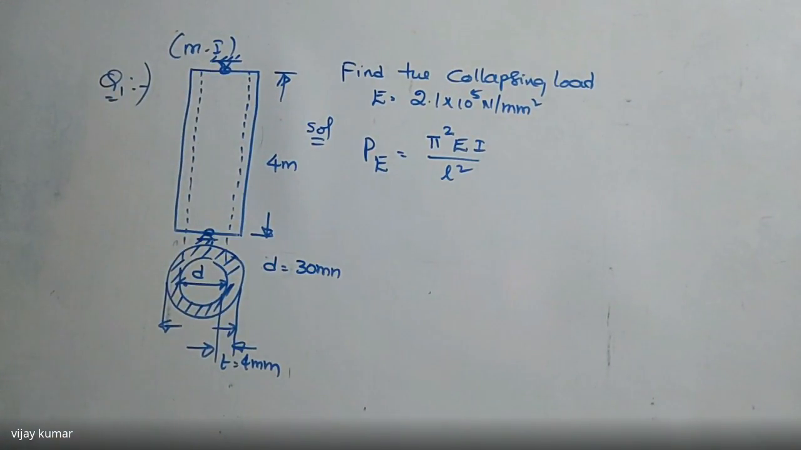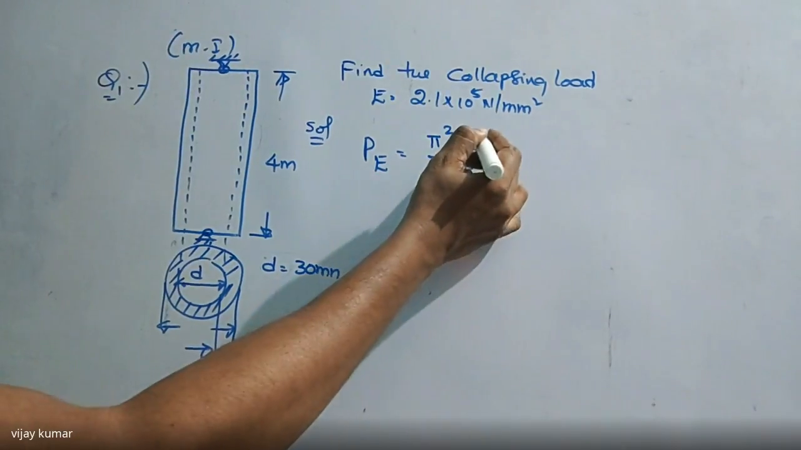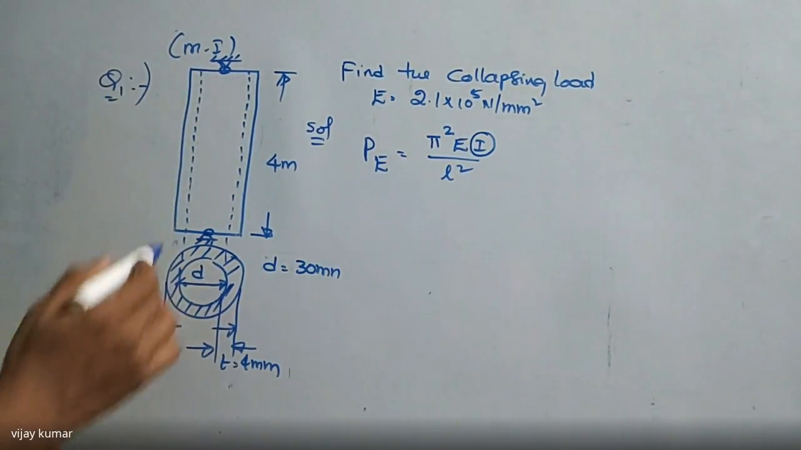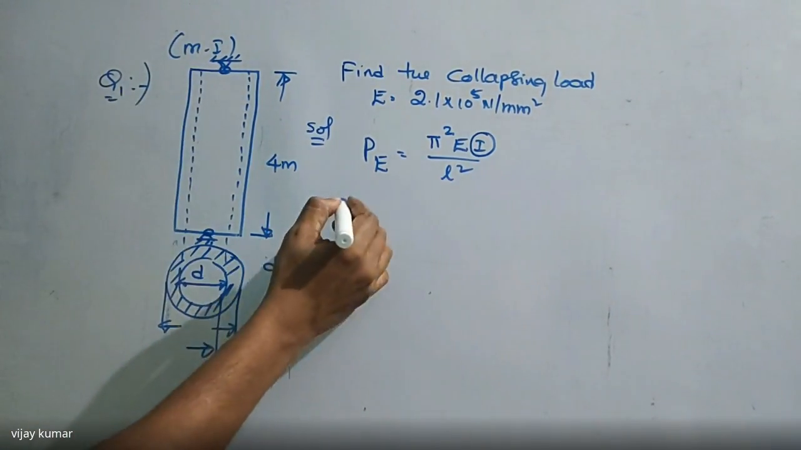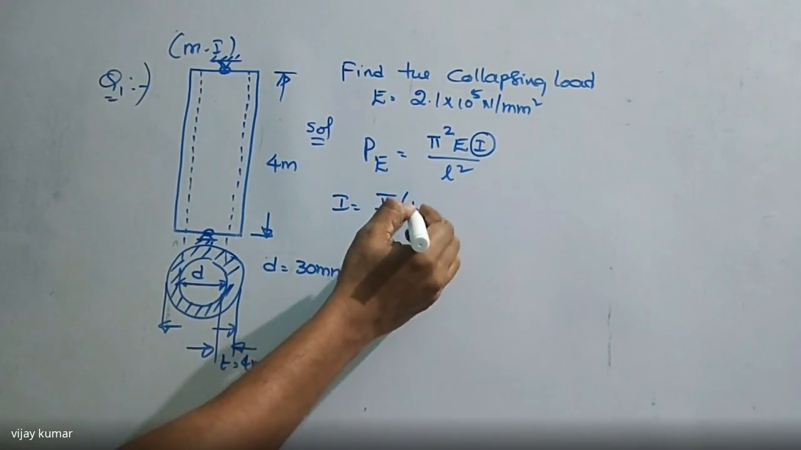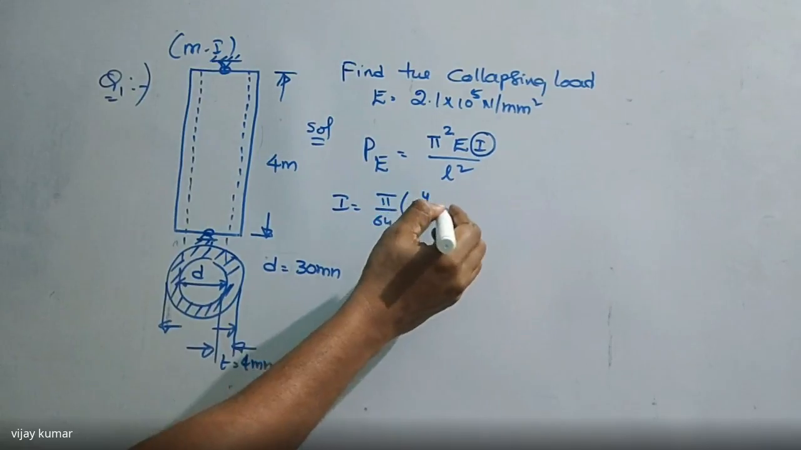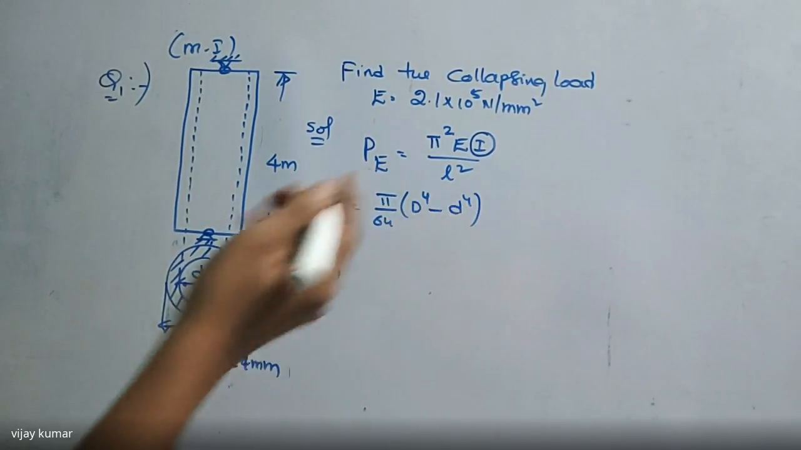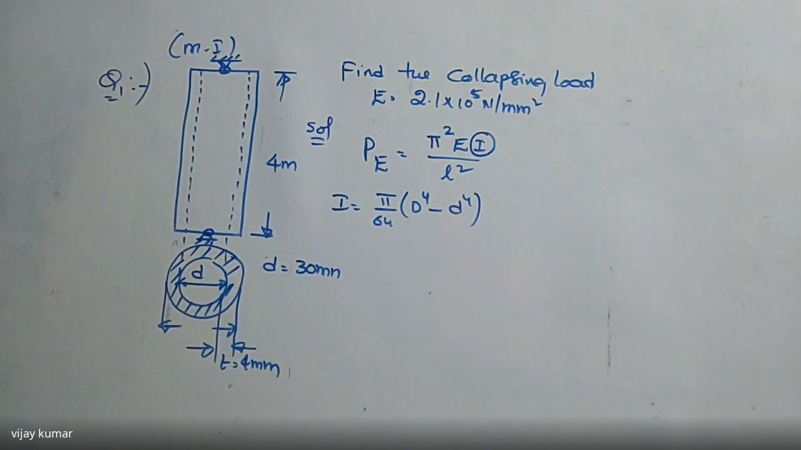So what is the I value here? The I value for a hollow cylindrical section is always equal to pi by 64 into capital D power 4 minus small d power 4. This is the formula for the hollow circular section for I, that is, the moment of inertia for a hollow cross section.